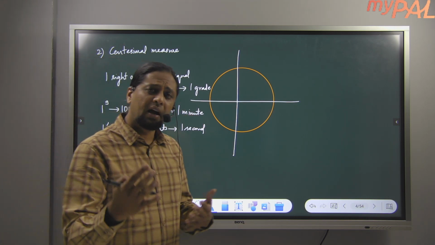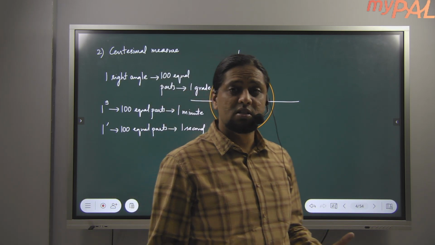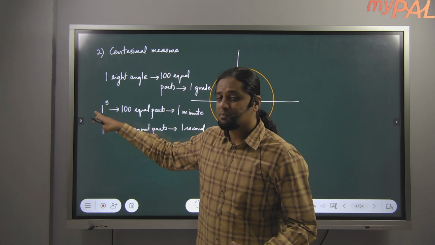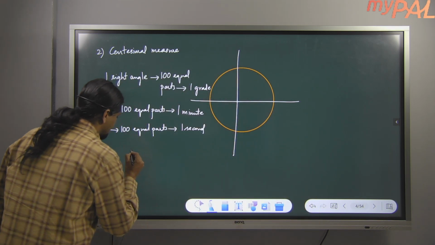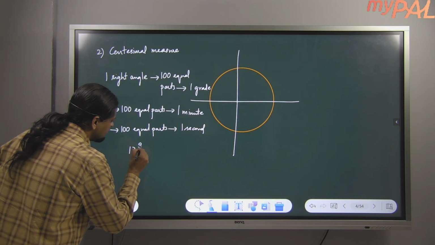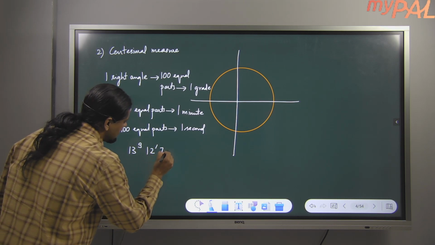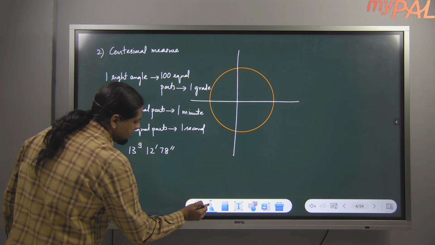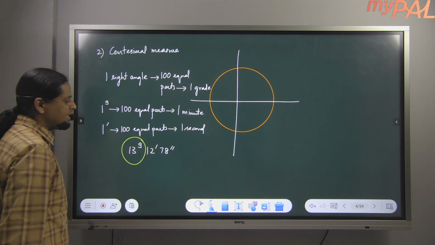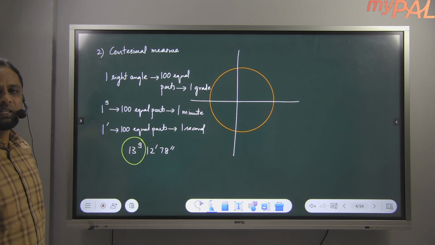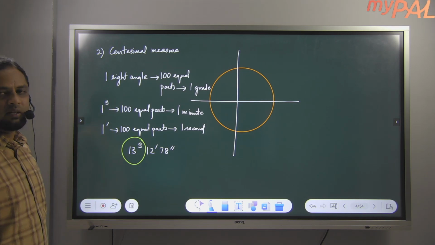But how do we bifurcate, or how do we figure out which system we are talking about? If the measure is starting with grade, say 5 grades, for example, 13 grade, 12 minute, 78 seconds, from this we figure out whether I'm talking about the centesimal system or the degree system, which is the sexagesimal system. So this is the second system.